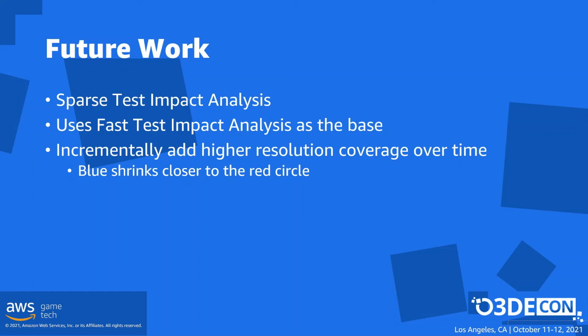This will allow sparse test impact analysis to deliver all of the performance of fast test impact analysis whilst having the high resolution coverage data of regular test impact analysis. The goal of sparse test impact analysis is to shrink that blue circle we saw in the previous diagrams over time to become closer and closer to the red circle with each run of automated testing.